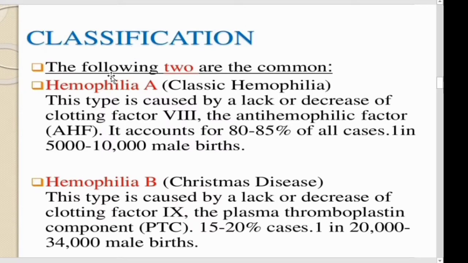So, classification of hemophilia: we have two classes of hemophilia. One is called hemophilia A, which is also called classic hemophilia. In this type of hemophilia, there is low or no production of factor 8, and this accounts for 80 to 85% of all cases of hemophilia. The second type is hemophilia B, which is also called Christmas disease. In this disease, there is low or no production of factor 9, which is also called the plasma thromboplastin component. About 15 to 20% of all cases are hemophilia B.